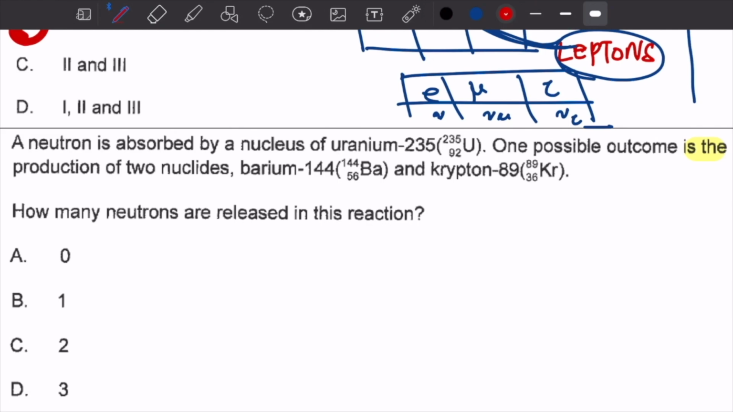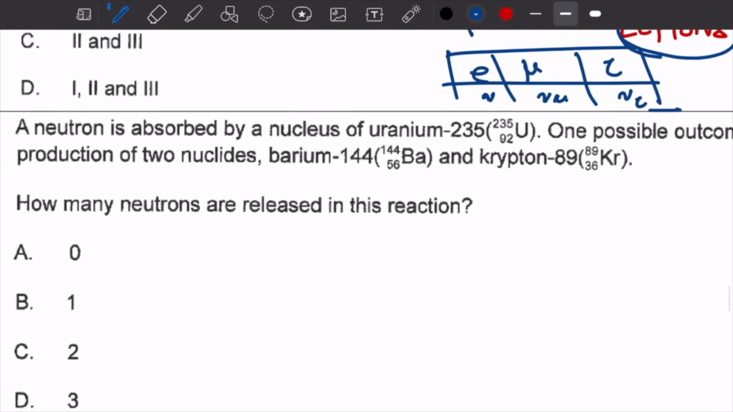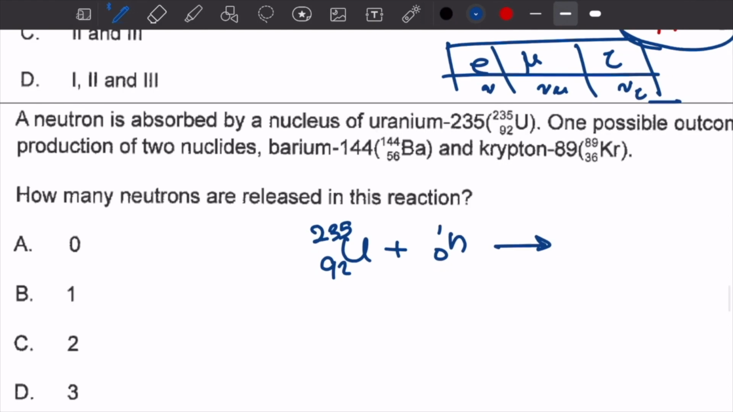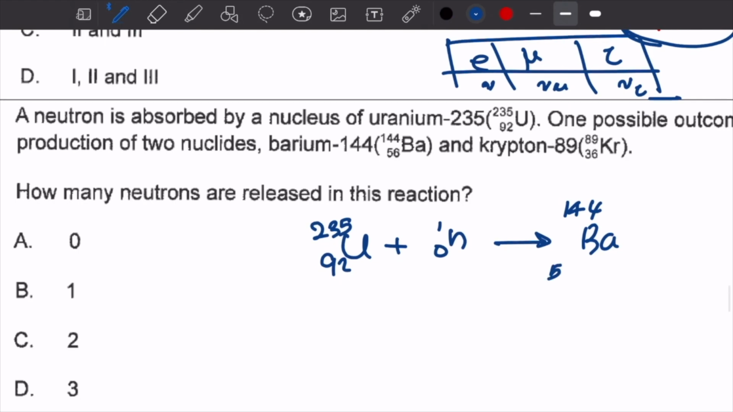This looks tough, but actually this is a pretty simple question. They say uranium 235-92 absorbs a neutron, changes into a barium, nucleon number or mass number is 144 and atomic number is 56, and krypton nucleon number is 89, proton number is 36, and we don't know how many x number of neutrons.